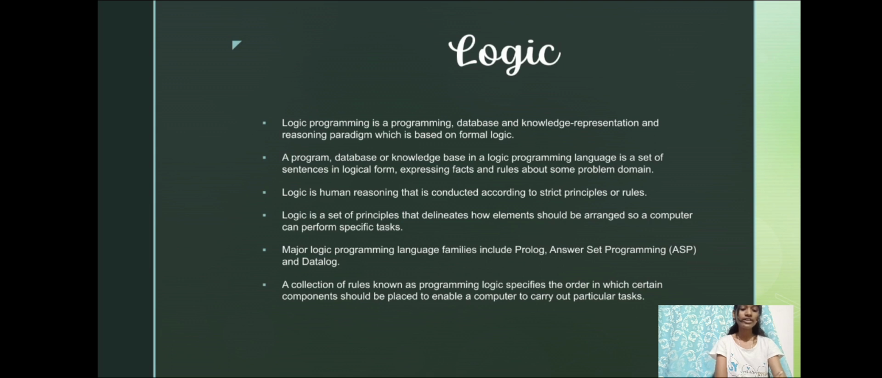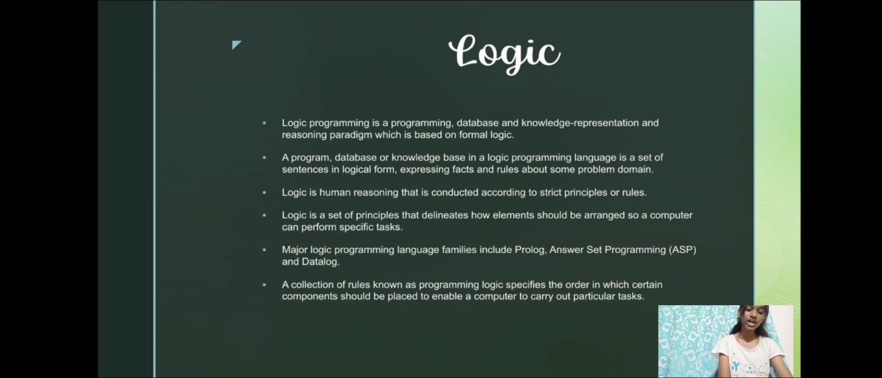Logic. When we come to the logic, logic programming is a programming paradigm and knowledge representation based on formal logic. A logic program is a set of sentences in logical form, expressing facts and rules about some problem domain. Logic is human reasoning that is conducted according to strict principles or rules. Again, logic is a set of principles that defines how elements should be arranged so a computer can perform specific tasks.